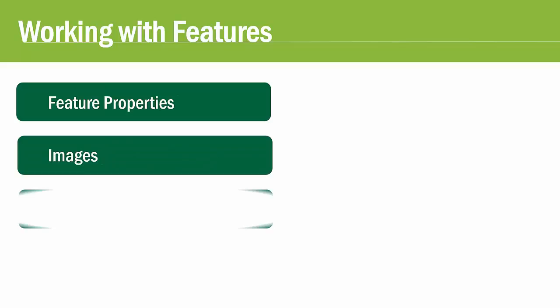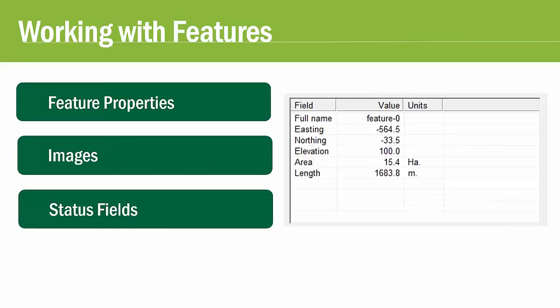And just a little outline of what we're going to talk about with regards to working with features. I'm going to talk a bit about the concepts of feature properties first, and then Jack will show you how to use them. And he'll also be showing you how to work with images in terrain, and also talk a bit about the status fields window, which I have a little screenshot of there. So he'll be talking about how to use that in terrain modeling.